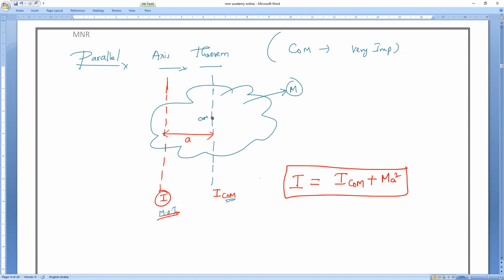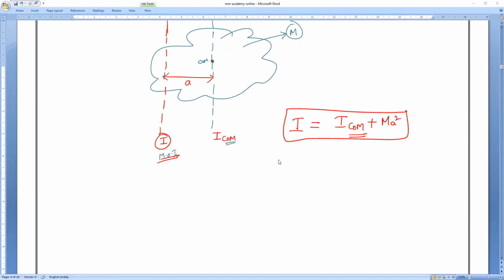Please learn this formula. What do you mean by a? The distance between the two axes. So I equals the moment of inertia at the center of mass plus m a square. That is called the parallel axis theorem. Clear, brothers? Understand? Girls? Yes, sir.